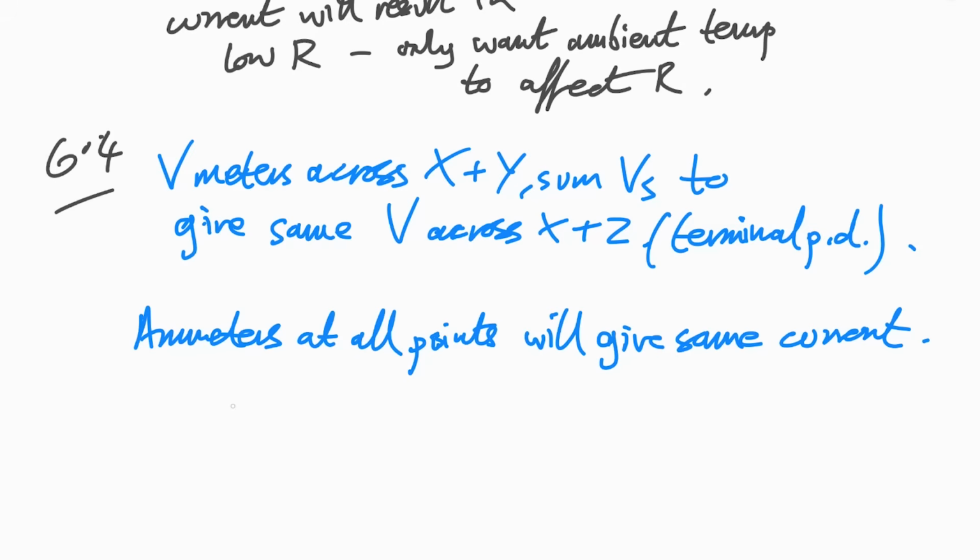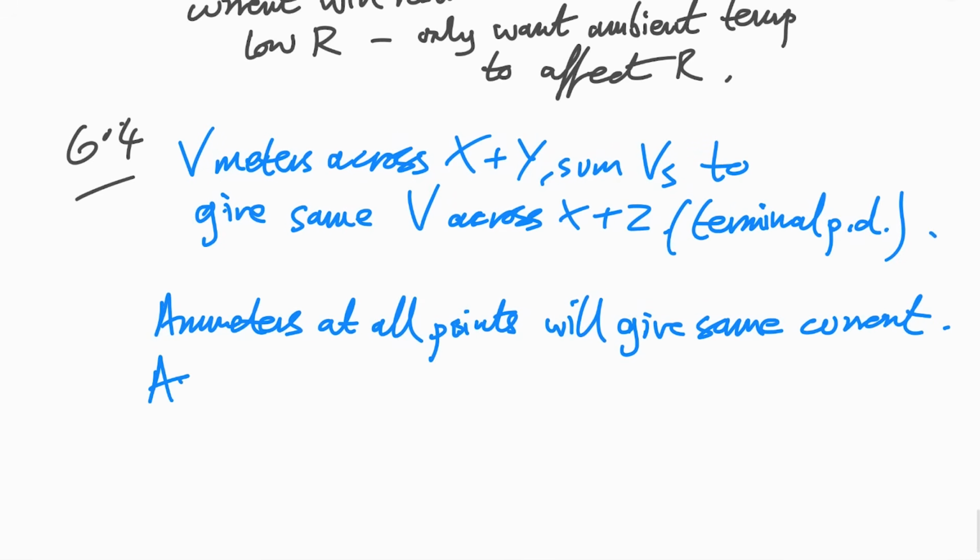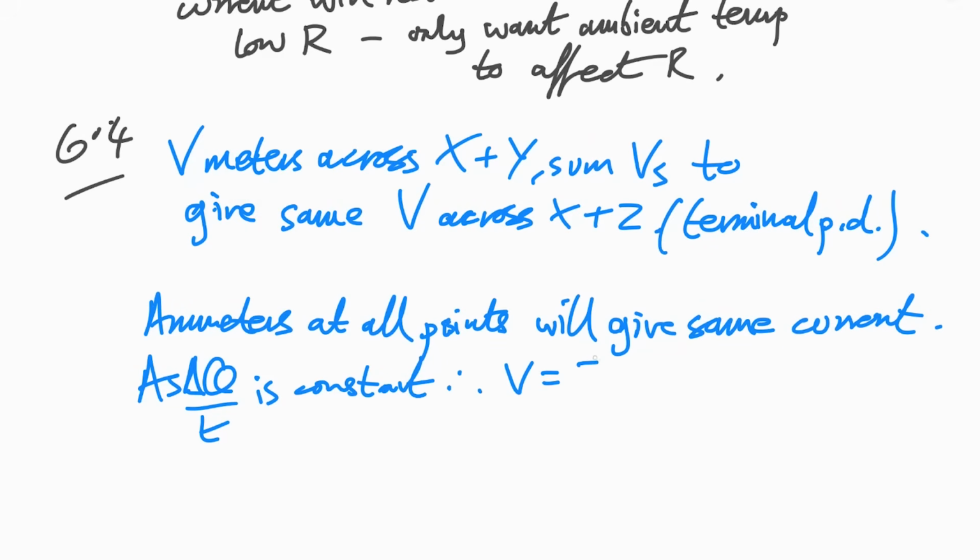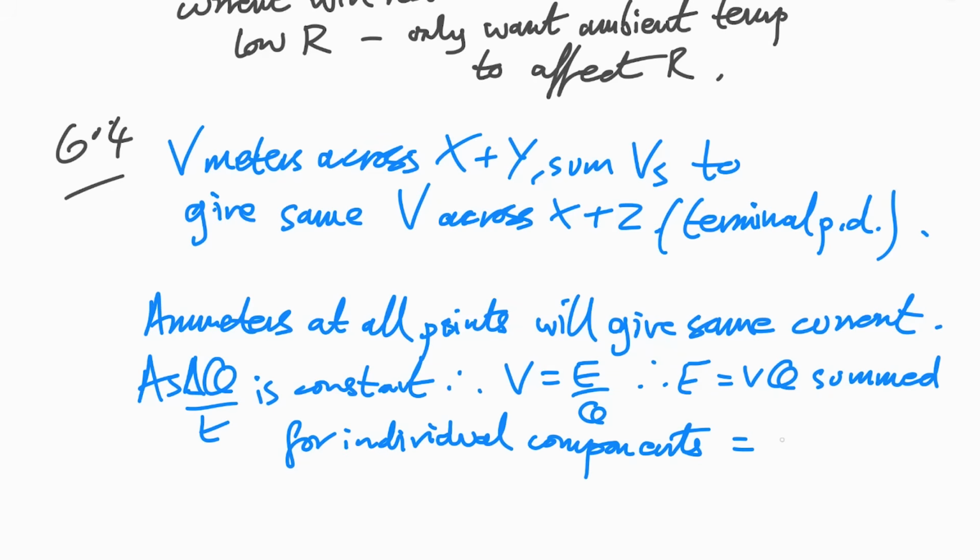And we can say that, as Q is constant, or rate of change of Q is constant, therefore V is equal to E over Q, therefore E is equal to VQ, or QV is the same, therefore E equals VQ summed for individual components equals energy dissipated in circuit. I don't know, it's a stupid question. Dissipated, whatever, I can't spell.